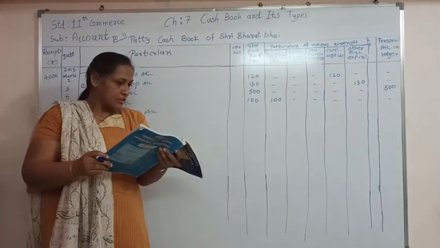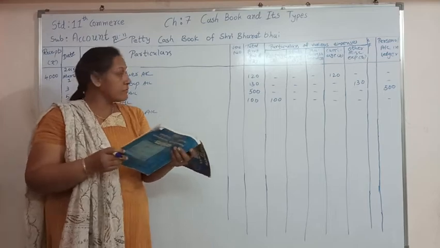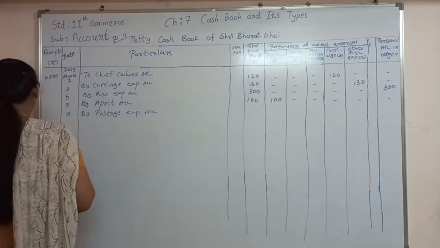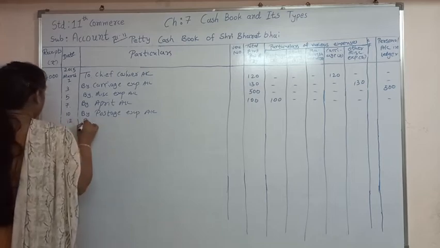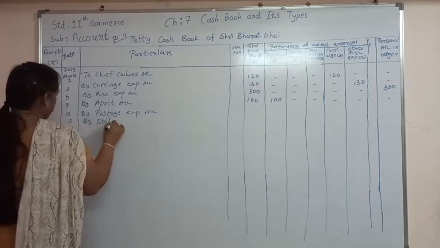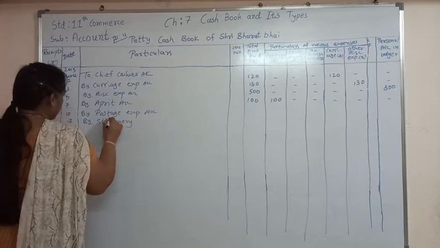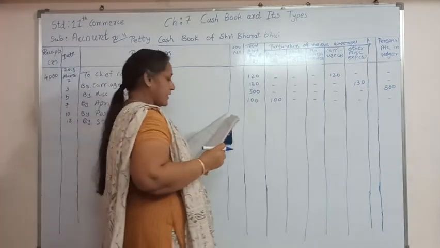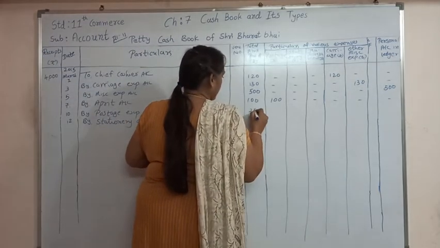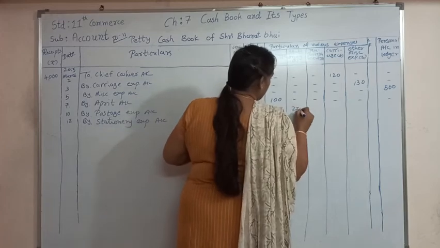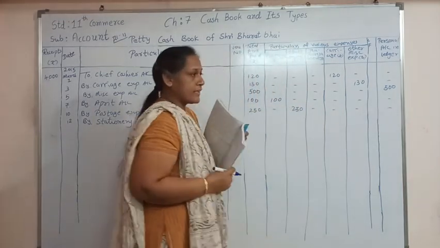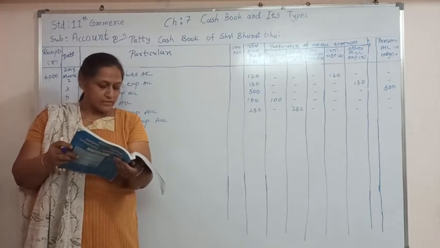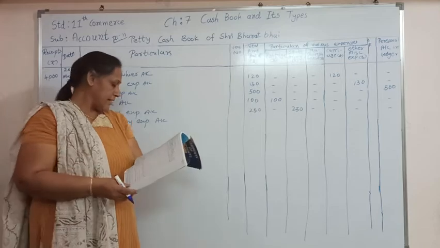And on 12th, 250 paid for printing of bill book. So that is treated as a stationery expense. So 12th, by stationery expense account, and the amount will be 250.